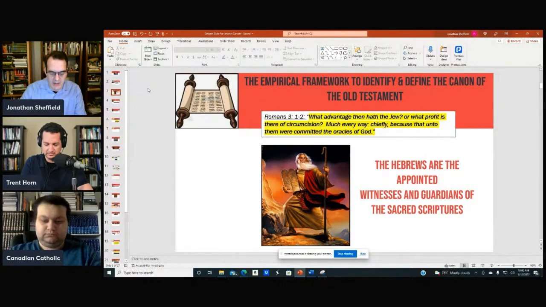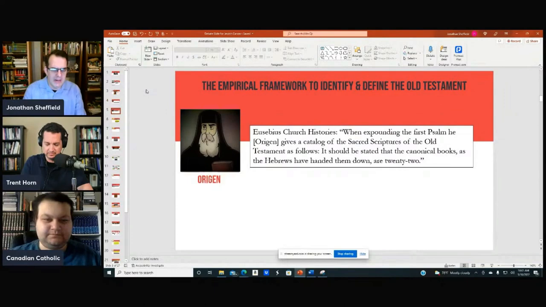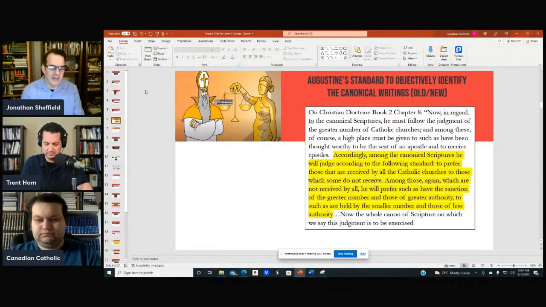Additionally, this is the standard followed by St. Jerome during his translation project of the Old Testament, who advocated it was necessary to seek the single fountainhead and emphasized that whatever is not found among the Hebrews should be set aside and classified as apocryphal. Even Origen's pursuit of understanding the canon of the Old Testament began by appealing first to the writings handed down by the Hebrews.